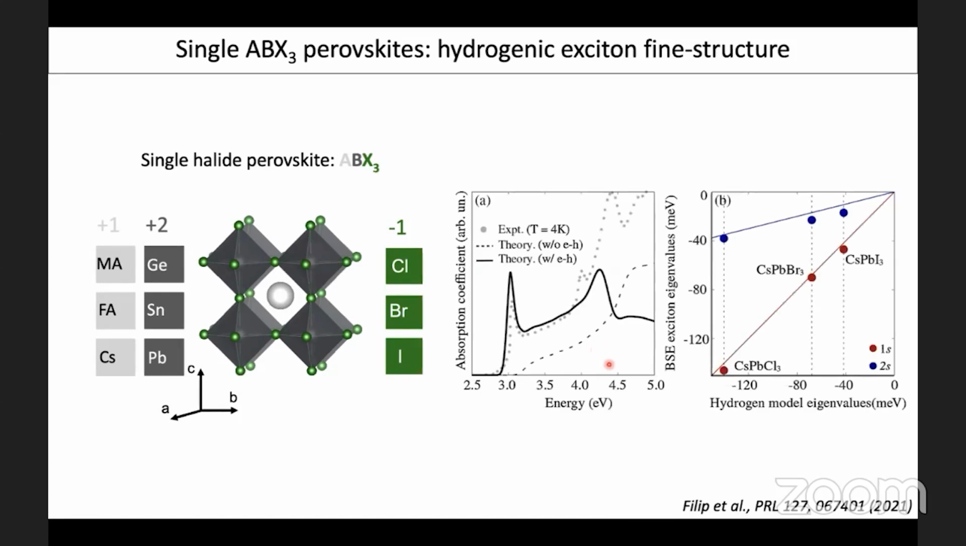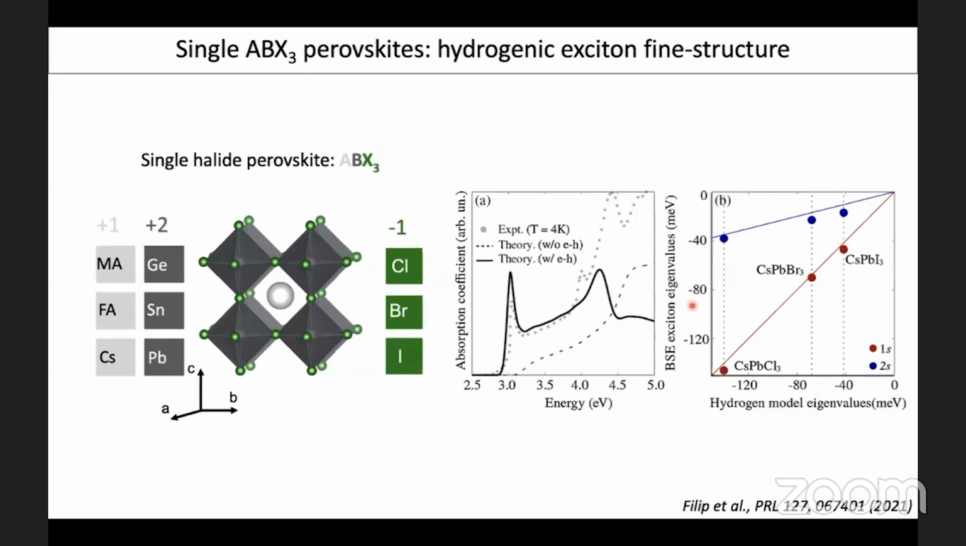This is from calculations by Marina Philipp, who carried out very accurate calculations based on Green's function theory for the absorption spectrum of this, it's not methylammonium, I'm sorry, this is cesium lead chloride. And this calculation is the black line. And you see that it's in very good agreement with experiment, which are the dots.